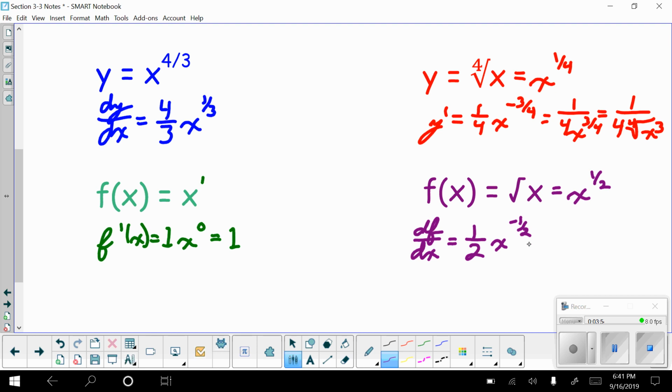But if I wanted to change it back into radical form to match my function, first deal with the negative exponent, and now change that exponent back into a radical, I have 1/2 times the square root of x.